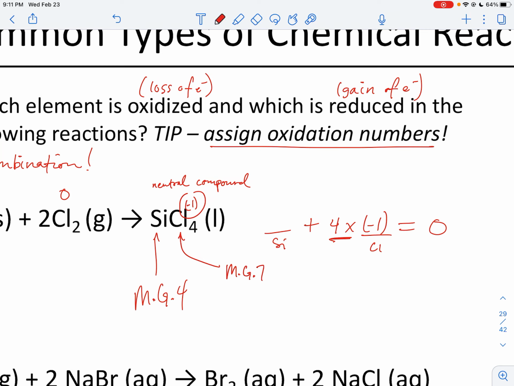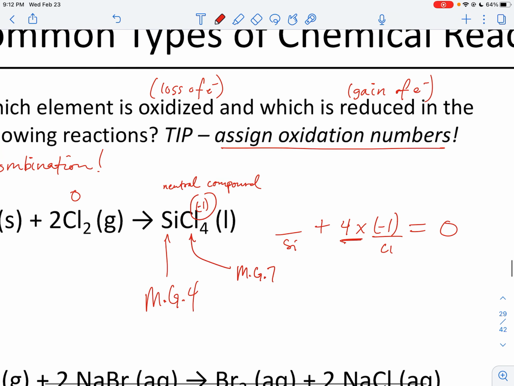All right, now I bet we could determine what the oxidation number on silicon is. So 4 times -1 is obviously going to be -4, plus what is going to add up to 0? And the answer here is a positive 4. So that means the oxidation number on silicon is a positive 4.